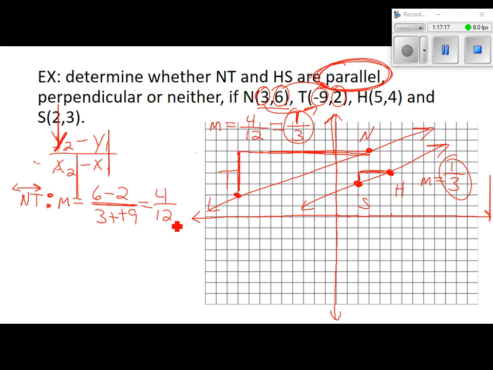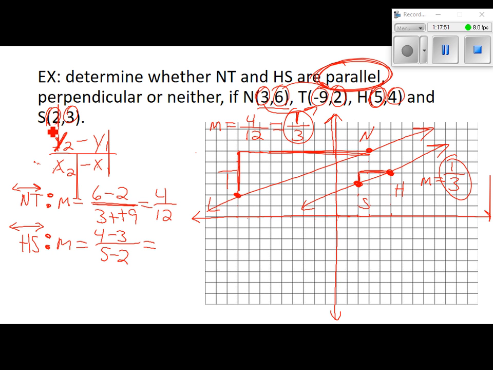Then if I do the slope of line HS, for H and S, the y's are 4 and 3, so 4 minus 3. And the x's are 5 and 2, so 5 minus 2. Again, the order makes a difference. When I start with the 4 here and do 4 minus 3, that means I got to start with the 5 and do 5 minus 2.